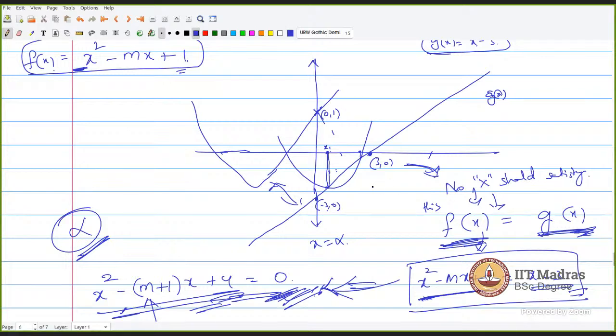Okay. So that is what the first question is also about. If f of x and g of x touch each other at a point, it means f of x is equal to g of x at that particular point.